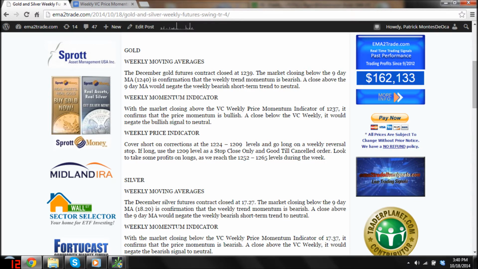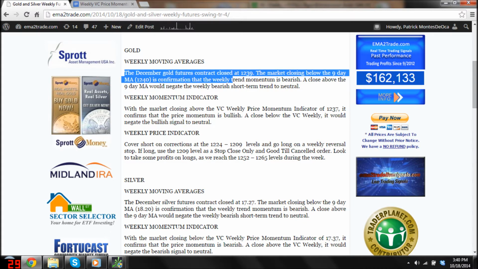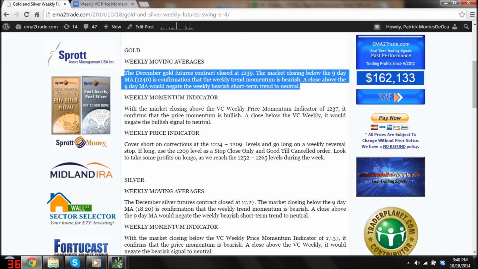The December gold futures contract closed at 1239 on Friday, and the market closing below the 9-day moving average of 1240 still is confirmation that the weekly trend is slightly bearish. But if you noticed, the market closed at 1239, very close to the moving average of 1240. And it tells you here that if it closes above that average of 1240 next week, any day next week, it would negate the weekly bearish short-term signal.